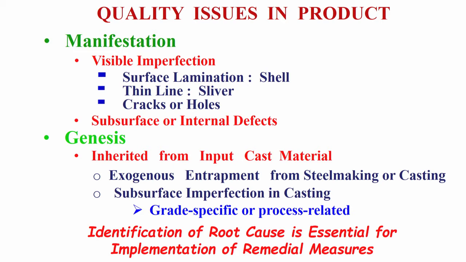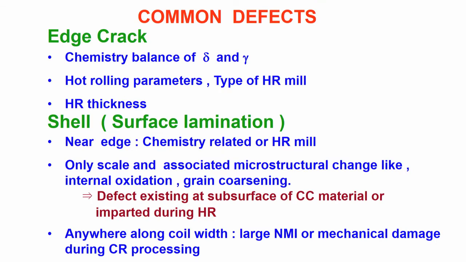Why is it important? Because then only we can implement the remedial or improvement measures, so that these defects do not recur or they can be controlled within limits. I had mentioned certain common defects, which is edge crack in austenitic stainless steel, but chemistry balance between austenite and ferrite is very important. HR thickness is very important. The thinner the hot rolled coil, hot rolling product, the more is the possibility of edge crack formation. So, we have to be careful.